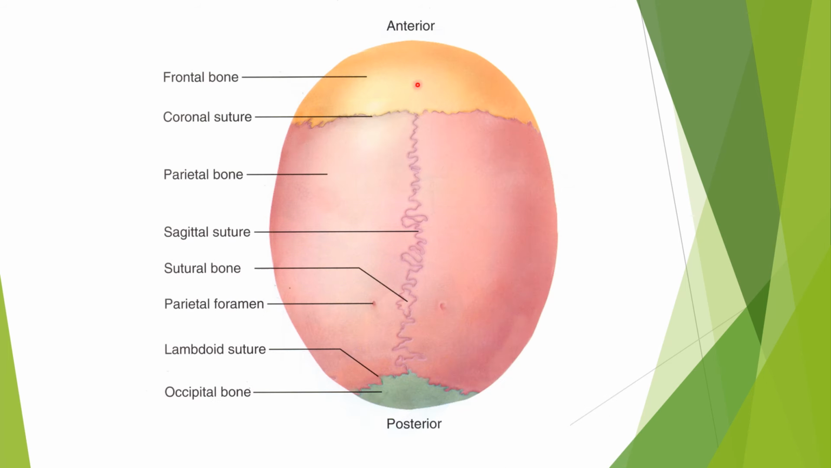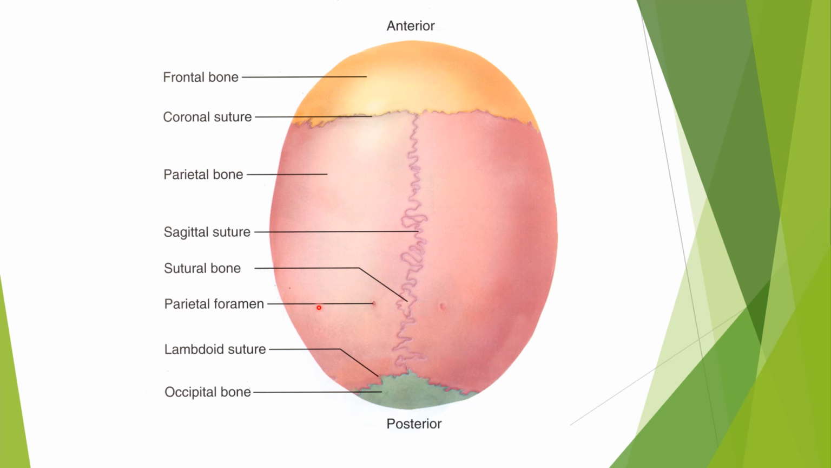You can see here this is the frontal bone, the parietal bone, and this is the other parietal bone, and this is the occipital bone. This is the coronal suture between the frontal and the two parietal bones. This is the sagittal suture between the two parietal bones, and the lambdoid suture between the two parietal bones and the occipital bone.